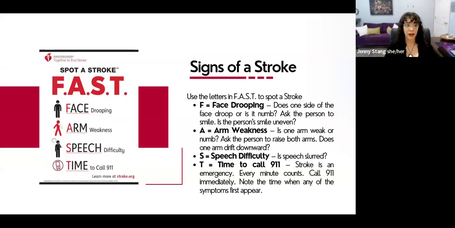Next, is there confusion, right? Trouble speaking or understanding speech. Again, this is going to be what's different from the norm. Okay. Is there trouble seeing in one or both eyes? Do they have blurred vision? Has it kind of whited out? Are they having trouble walking? So are they dizzy? Have they lost their balance or coordination? Are they having severe headaches with no known cause? Okay, so FAST is a great acronym, but then there's also the numbness, the confusion, the headache, trouble walking. Okay, those can also be signs of stroke.